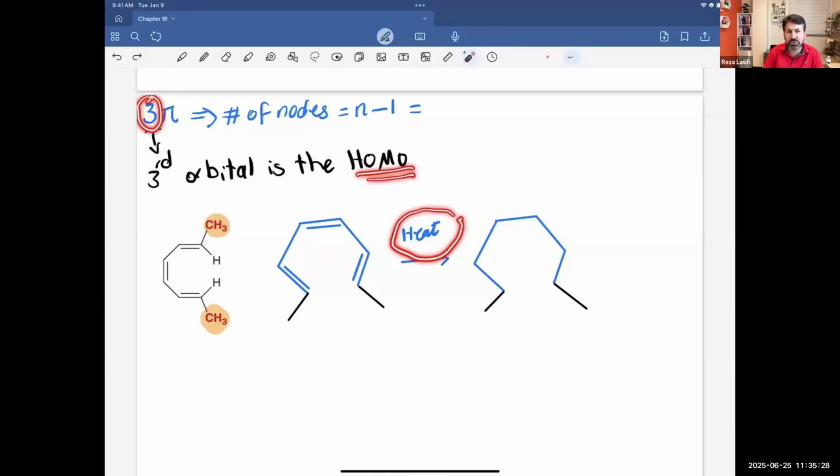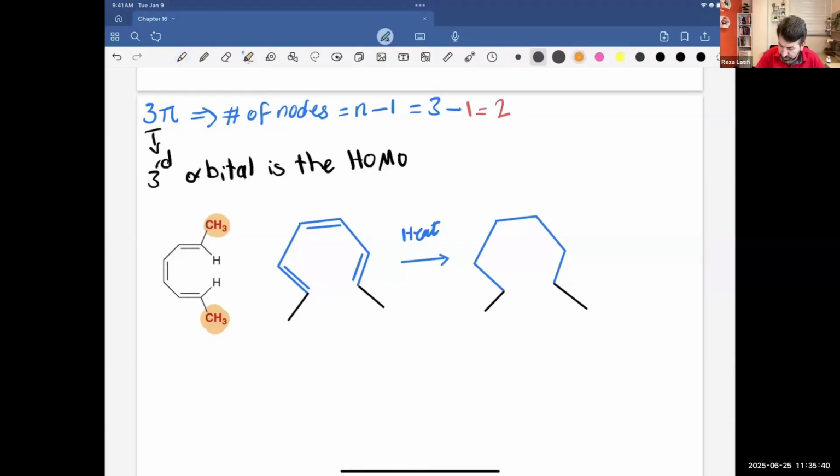Now, how many nodes do I have? It will be n minus 1. And what's the n? The highest occupied orbital, which is the third one, minus 1. That's going to give us two nodes. Let's show the nodes. One node is going to be here, and that's going to be the second node.